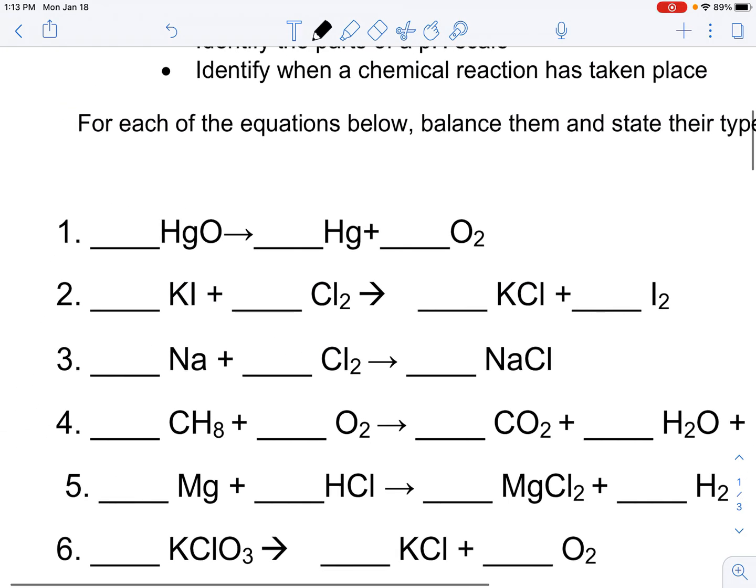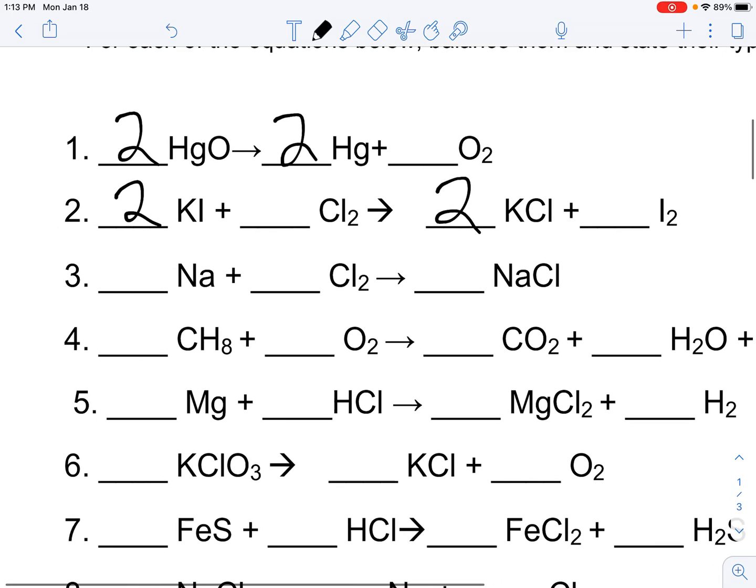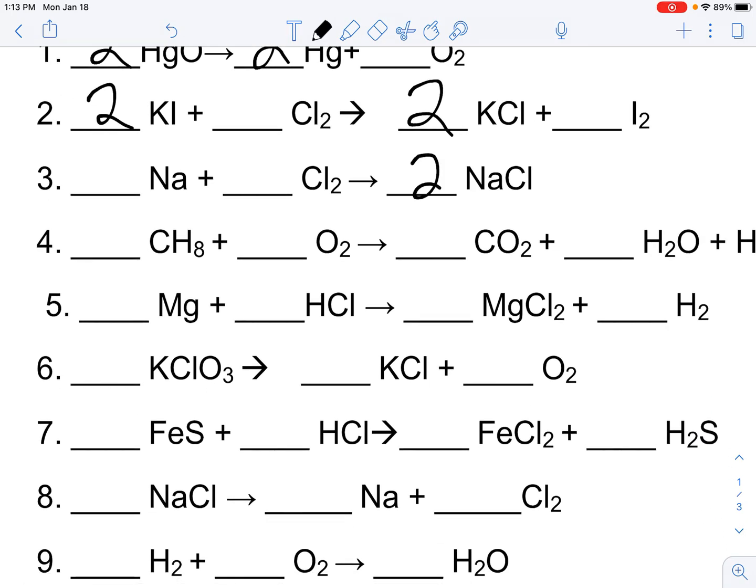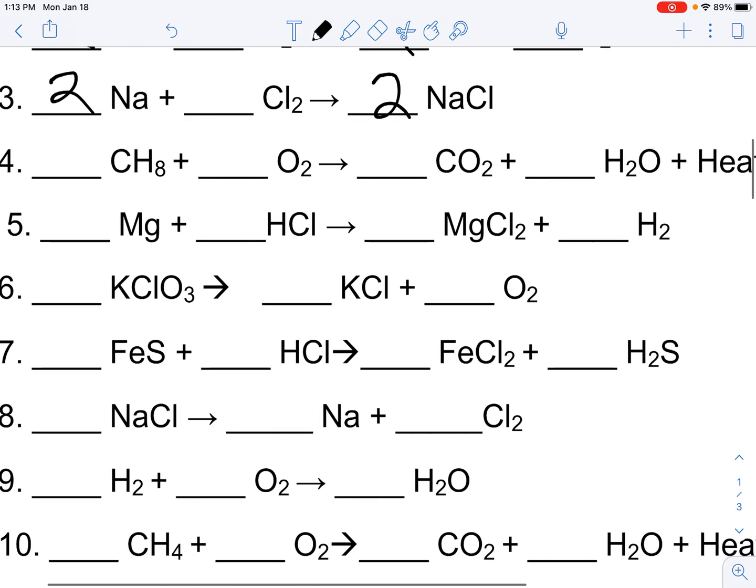Okay, so balancing here, I needed 2 there to balance my oxygens, then a 2 there to balance my mercuries. Here I needed 2 there to balance my iodines, and I needed 2 there to balance my chlorines and my potassiums. Needed 2 there to balance my chlorines, 2 there to balance my sodiums. That compound doesn't exist, that's a typo.